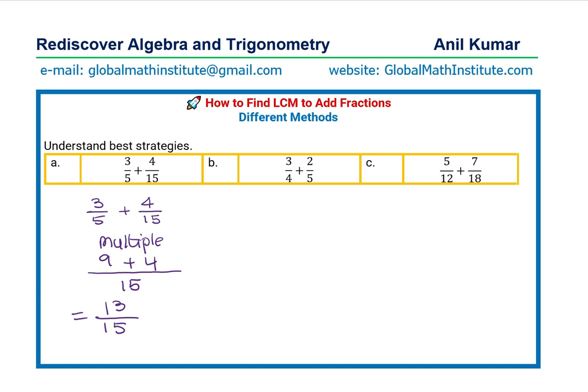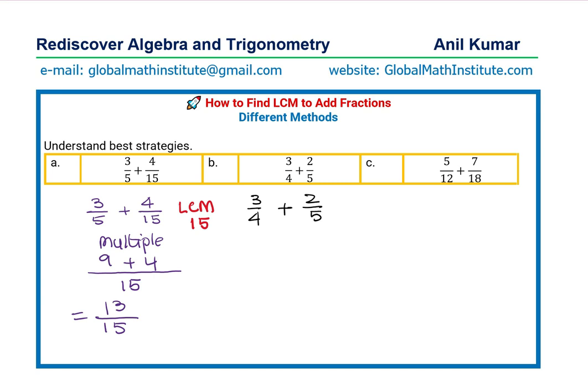Concept: 5 and 15, you can see that 15 is a multiple of 5, so the lowest common multiple will be 15, right? So let me write down here. In this case, LCM is 15, correct. Next one. The next example here is 3 over 4 plus 2 over 5.